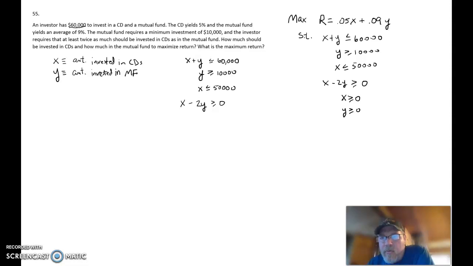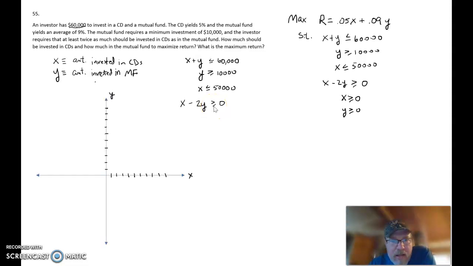Okay, so we just graph these 1, 2, 3, 4, 5, 6 inequalities, and then we're going to check the corners of the feasibility region to see which one of the corners, which one of the kinks, makes this return the largest. So let's graph this real quick. I'm going to hit pause and draw the graph just to save some time.